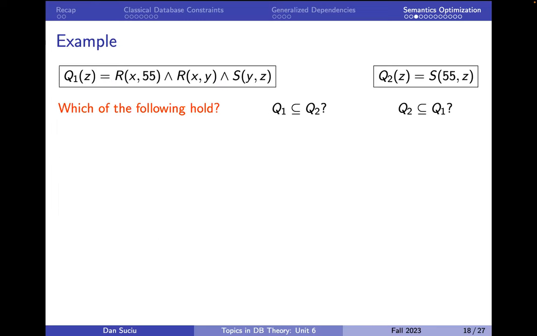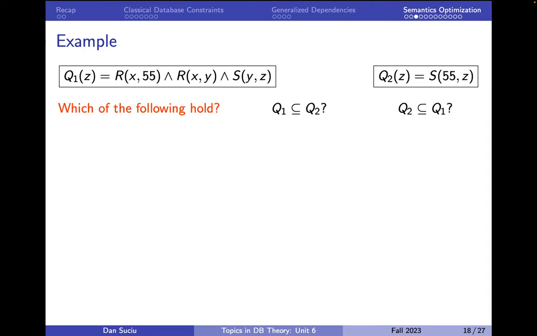Okay, so let's see an example. Here are two queries. The second one is simple. It looks for all the Z's that go with 55: find 55 in S and return the corresponding Z. Could be multiple Z's. The first one is more contrived. Look for X with 55 in R, then the same X with Y, and return the Z in S associated to that Y. No constraint yet. Question to you: is Q1 contained in Q2? Is it the case that every answer to Q1 is also an answer to Q2, and then vice versa?